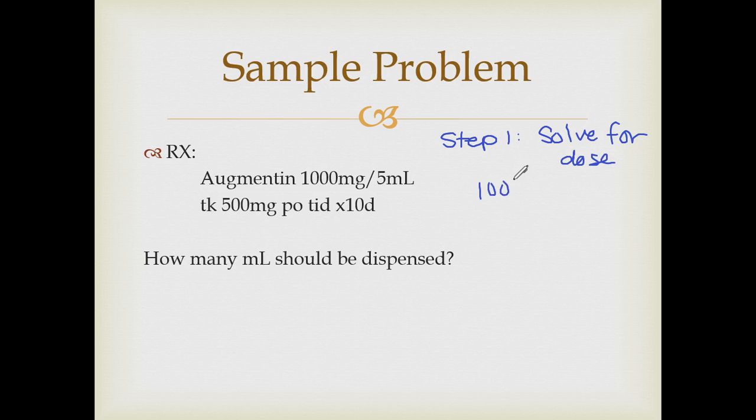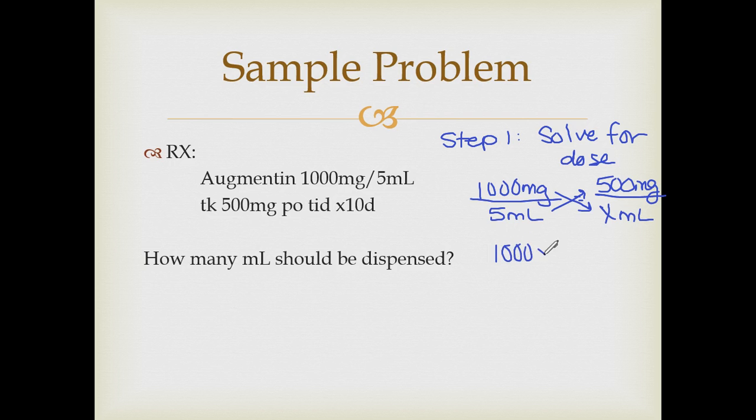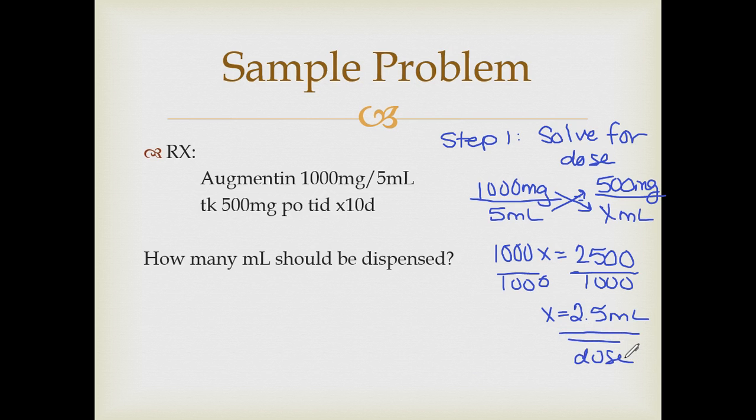So I know from this medication there's 1,000 milligrams to 5 mLs. The prescription is only calling for 500 milligrams, and that's going to be contained in x mL. I'm going to go ahead and cross multiply, and I have 1,000x is equal to 2,500. I'm going to divide both sides by 1,000 to get x by itself, and I get x is equal to 2.5 mL. And now the 2.5 is my dose.